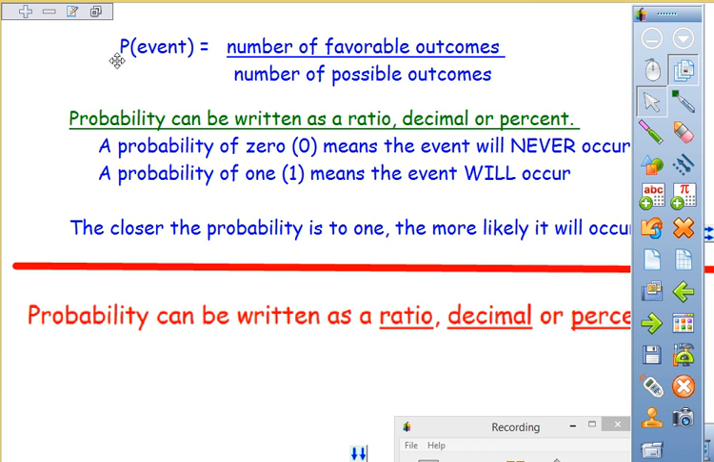So probability of an event is the number of favorable outcomes divided by the total possible outcomes. Probability can be written as a ratio, a decimal, or a percent. A probability of 0 means an event will never happen. A probability of 1 means that event will happen. The closer the probability is to 1, the more likely it will occur.